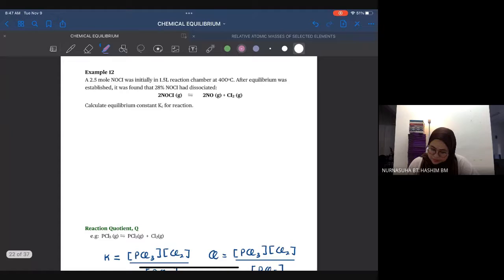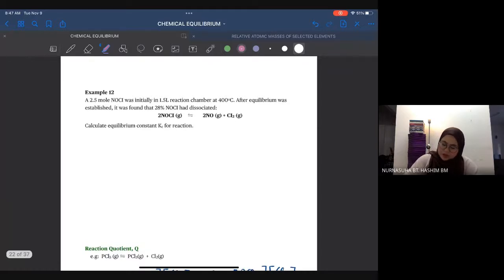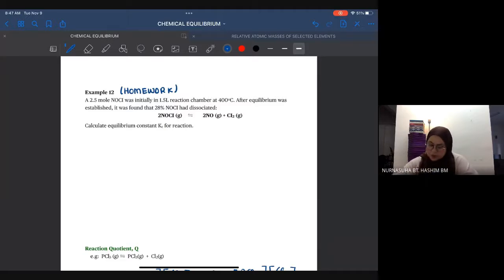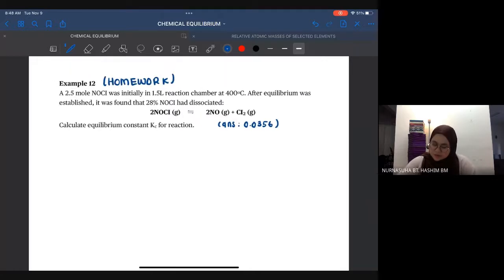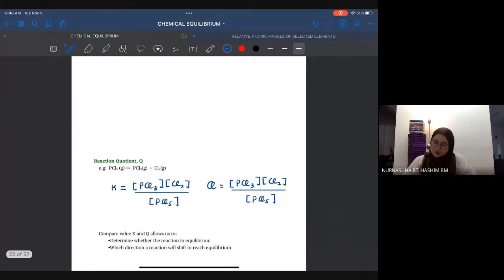Next. Yang ni macam example 10 tadi. Okay, do on your own. NOCl. Okay, try do on your own. You should get 0.0356. Itu nilai KC awak. Okay, itu sahaja untuk dissociation reaction.